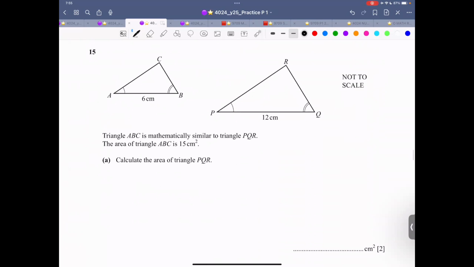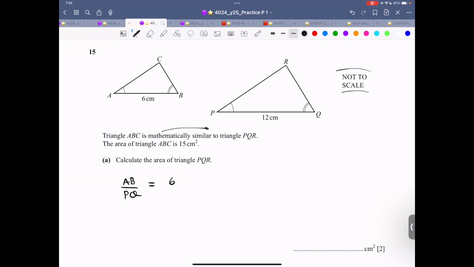Similarity. Triangle ABC is mathematically similar to triangle PQR. Why have they written it? Because it's not drawn to scale. So someone should not take out the ruler and start measuring and suing the examiner that this is not correct, because that's why it says not drawn to scale. It's mathematically similar. The area of the triangle is 15. The area of ABC is 15, the small one. So this is AB is to PQ. These are the corresponding sides.